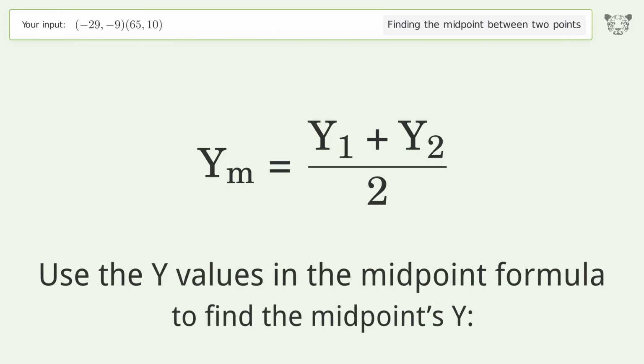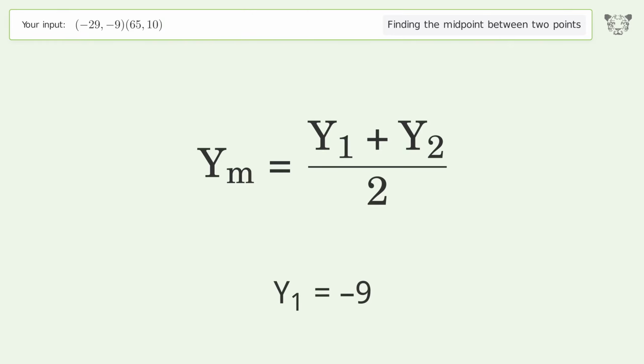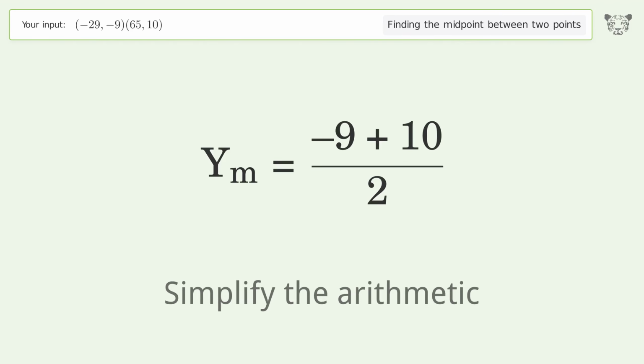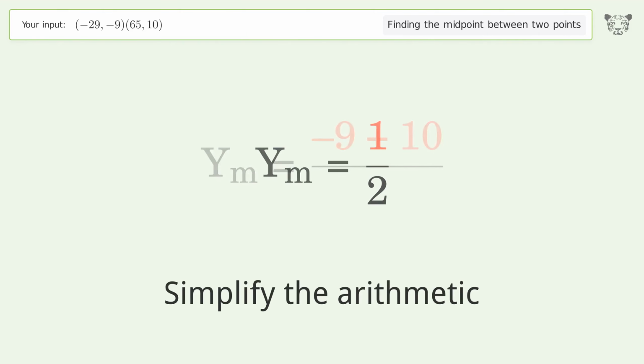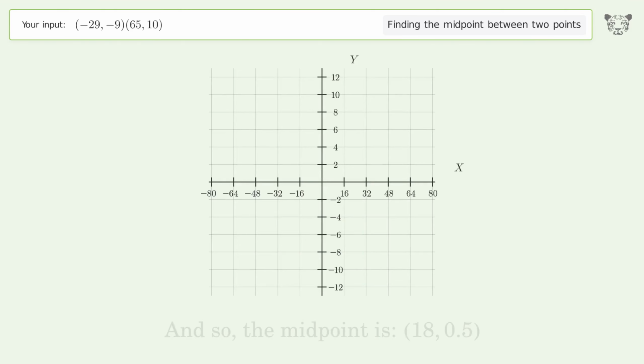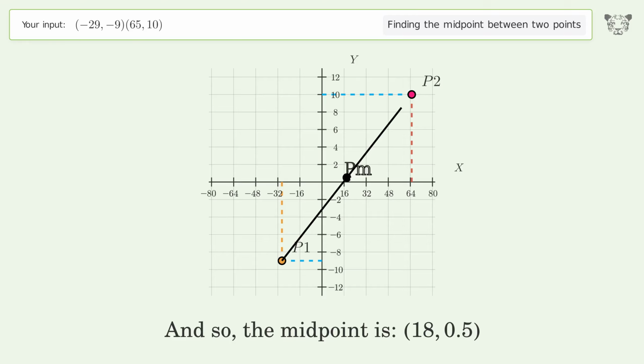Use the y values in the midpoint formula to find the midpoint's y. y1 equals -9. y2 equals 10. Simplify the arithmetic. And so, the midpoint is 18, 0.5.